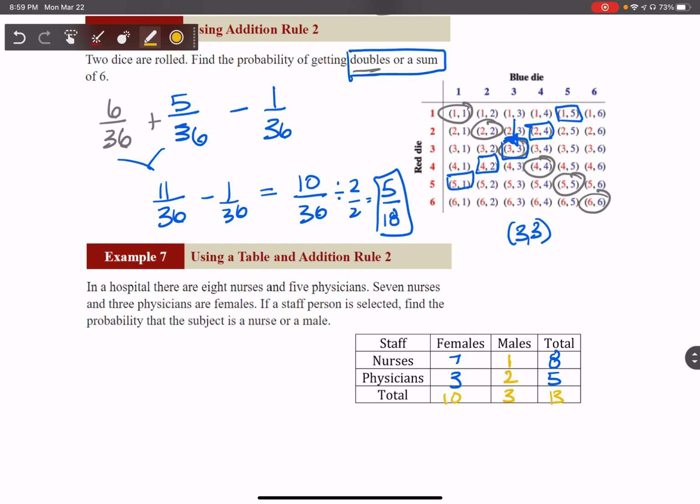Okay, so now we have enough information to answer this question. Looking at the table, we can see that there are 8 nurses and 3 males. Because look, we're looking for a nurse or a male. Let me change colors. We have 8 nurses and we have 3 males. So we are looking for 8/13 because that comes out of here, for the nurses. 8/13. And then we have 3 out of 13.